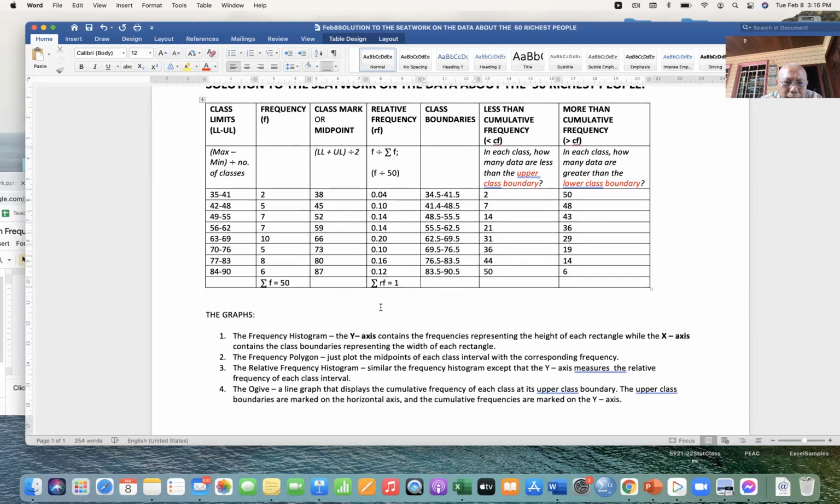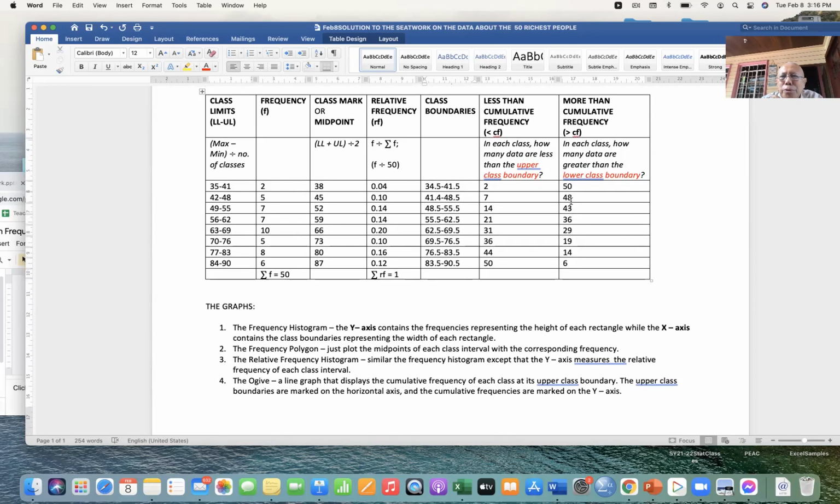And I put here the frequency histogram is graphed with the y-axis containing the frequencies and the x-axis containing the class boundaries. And the polygon is similar. We just get the midpoints and then the frequencies. In relative frequency, you will be graphing this column here against these class boundaries. And then the ogive, you're going to graph the cumulative frequencies with the upper class boundaries. That's just it that you're going to do. Okay, I hope you can see that.